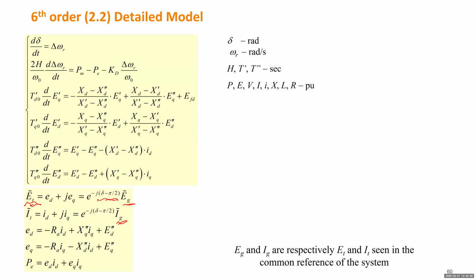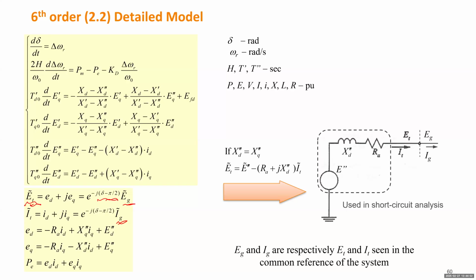Why do we need to consider a common reference? When you have many generators, you have to define a common reference. So the ET, IT for each generator in that common reference will be the EG and IG. So you need to change the angle. For a round rotor generator, if you ignore the difference of the ED and EQ double prime, you'll have this simple circuit, and that circuit is typically utilized for short circuit analysis to calculate the fault current. Okay, so this is the summary of the 2.2 model.